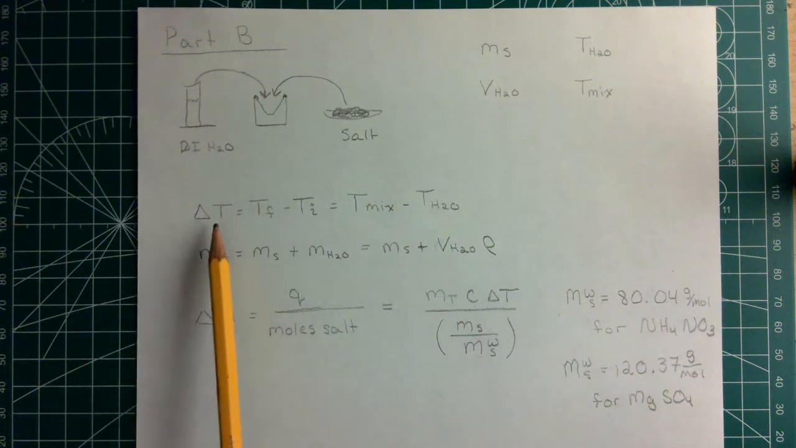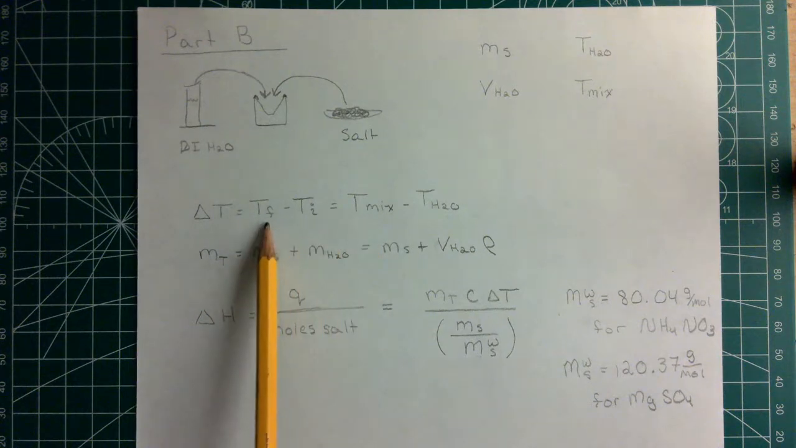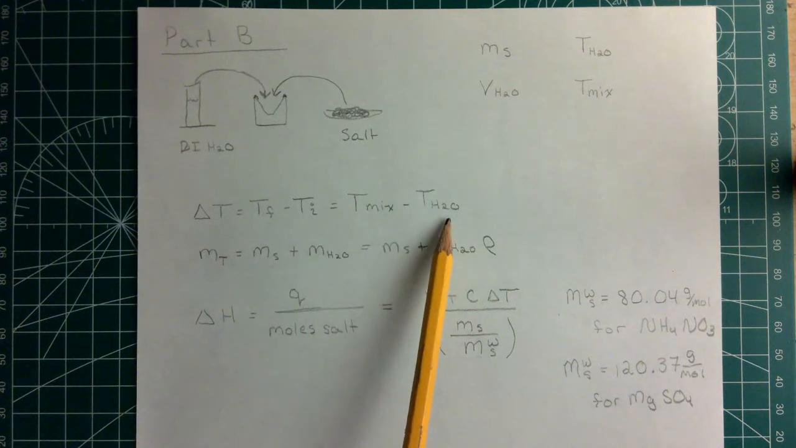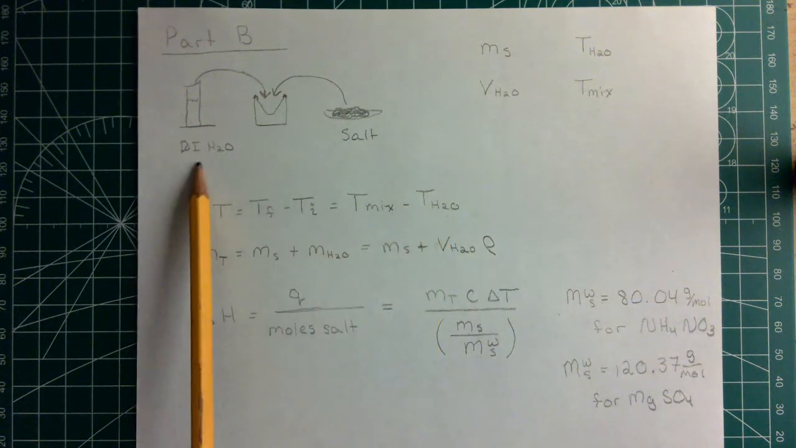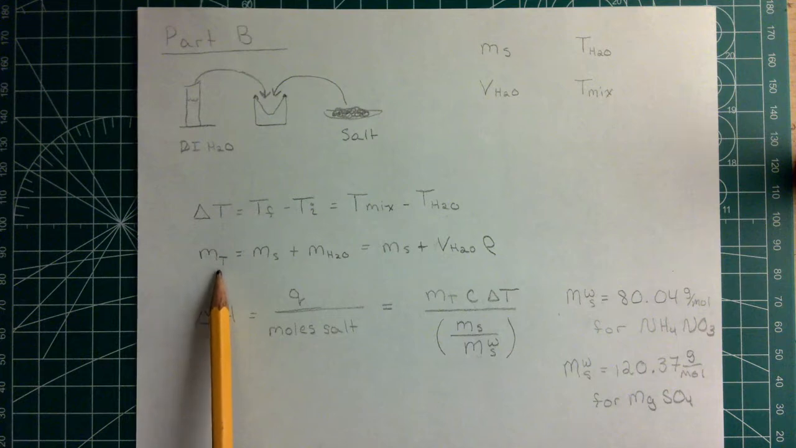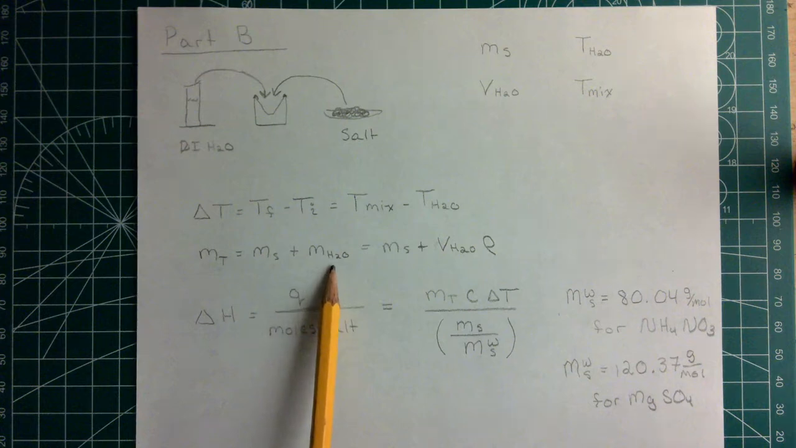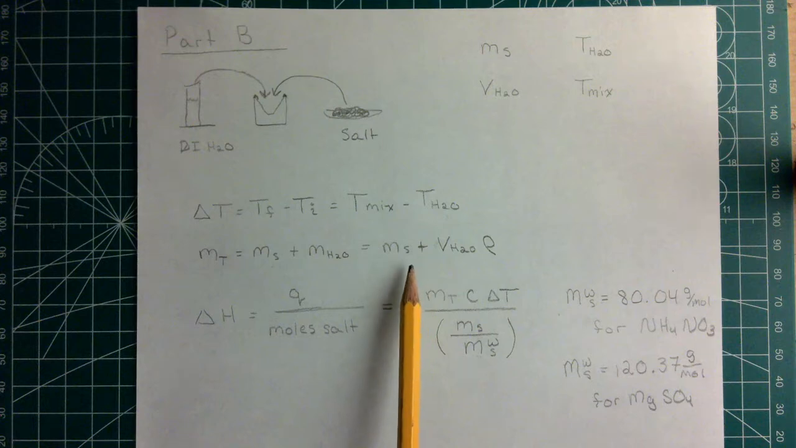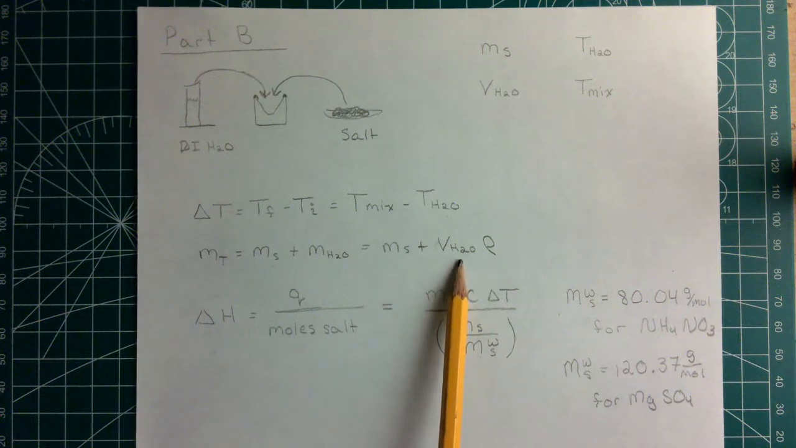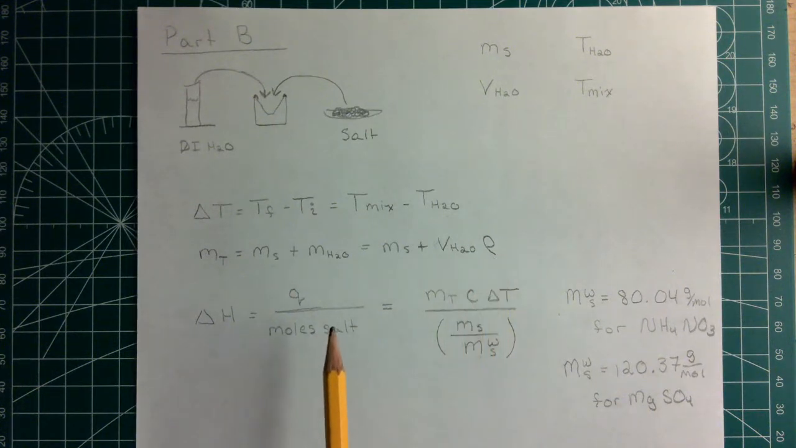In order to calculate the change in temperature, we're going to be using the final temperature of the mix as our final temperature. And we're going to be using the temperature of the water as our initial temperature. The total mass of our system is going to be the mass of the salt plus the mass of the water. We weren't given the mass of the water directly, so we're going to have to calculate that as the volume of the water times its density. And once again, we're going to be using 1 gram per milliliter for the density of the water.